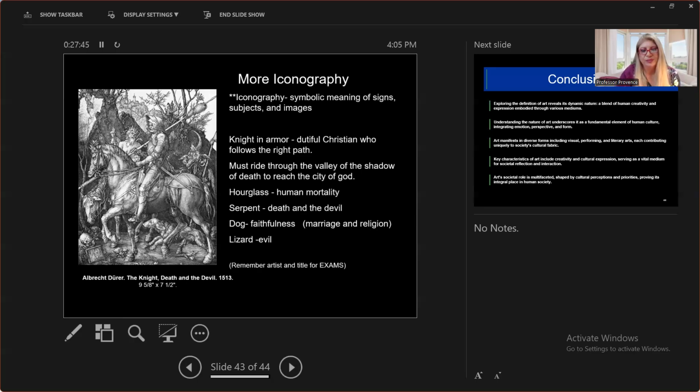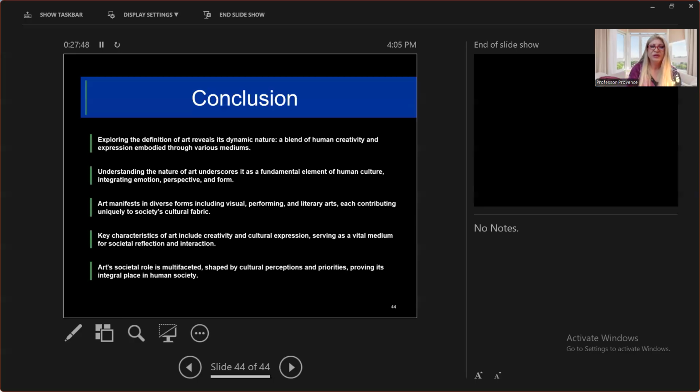So that's the message. So, in conclusion, exploring the definitions of art can reveal a dynamic nature, a blend of human creativity and expression embodied through various mediums. There's an understanding that the nature of art underscores it as a fundamental element of human culture, integrating emotional perspective and form. Art manifests in diverse forms, visual, performing, literary, that meet unique societal and cultural roles, right?